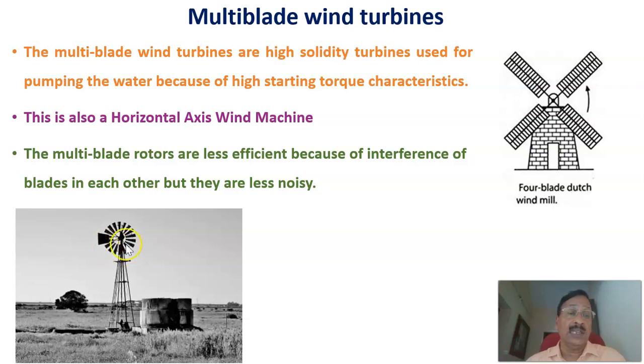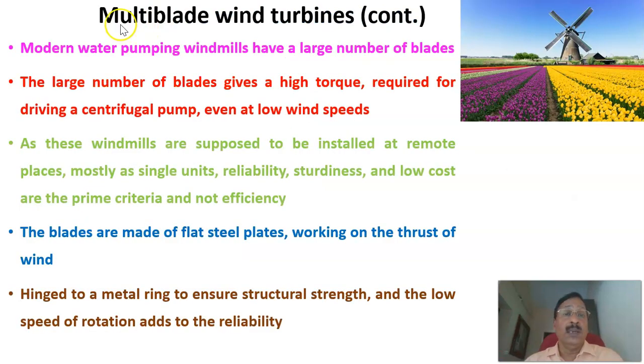That is shown here, also a multi-blade wind turbine. Modern water pumping windmills have a large number of blades, and the large number of blades gives the high torque required for driving the centrifugal pump. Even at very low wind speed, it gives enough driving torque to drive the centrifugal pump. As these windmills are supposed to be installed in remote places, mostly as a single unit, reliability, sturdiness, and low cost are the prime criteria, and not the efficiency.